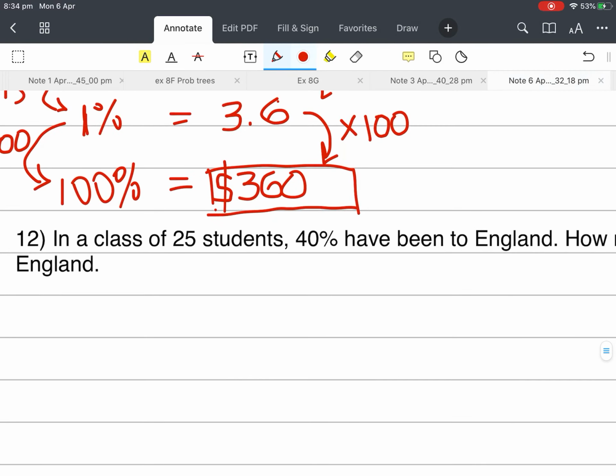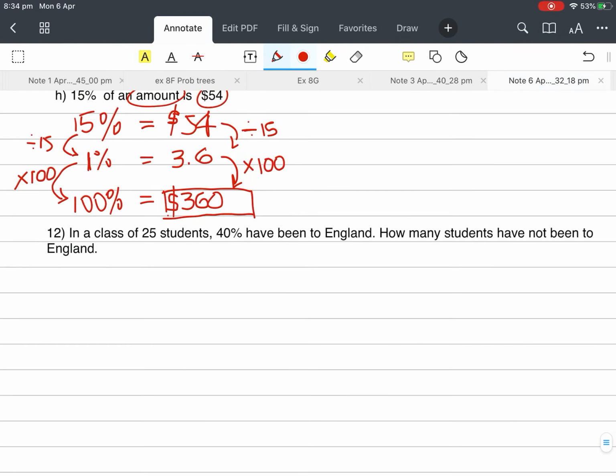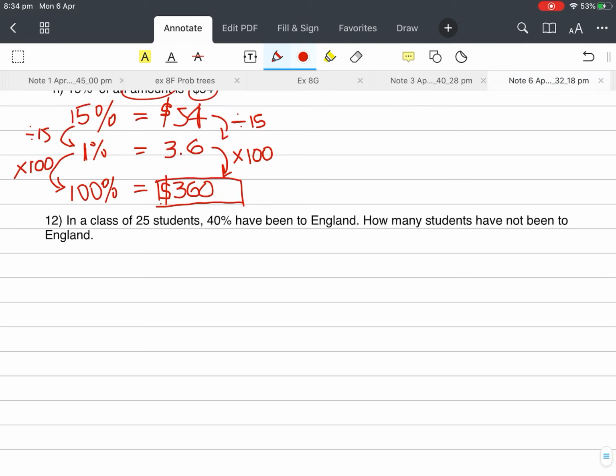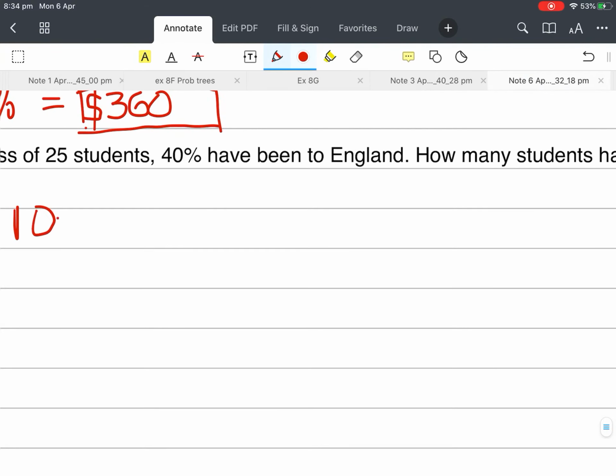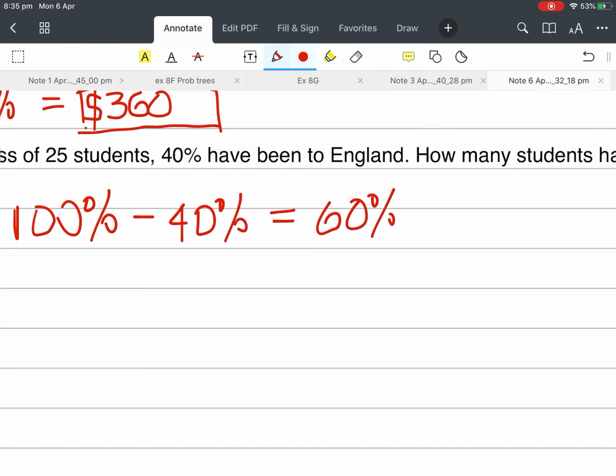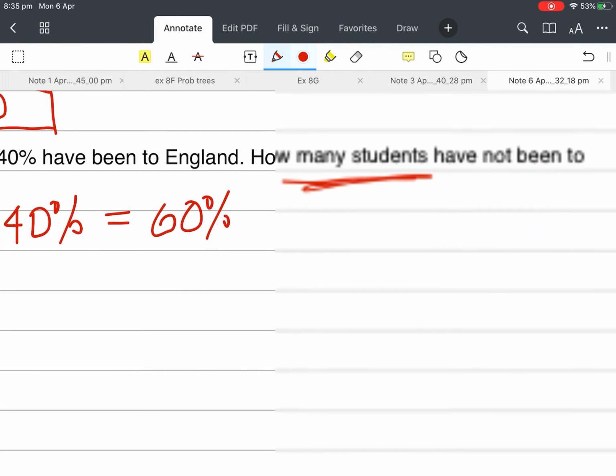Alright, one final question. Let's do a word problem. In a class of 25 students, 40% have been to England. How many students have not been to England? So to figure out the other percent, I have to say to myself, well, altogether I have 100%. If 40% of them have been to England, how much percent must be left? Well, 60%. So 60% of students have not been to England.